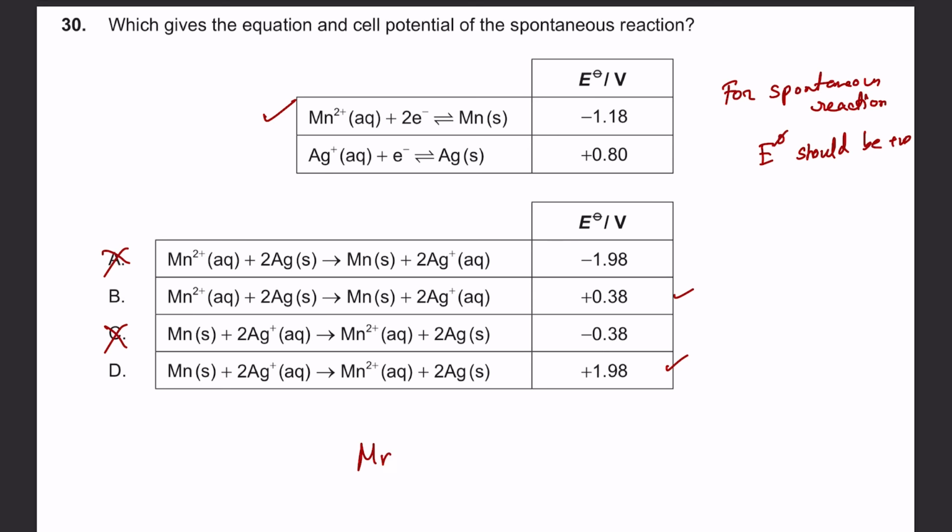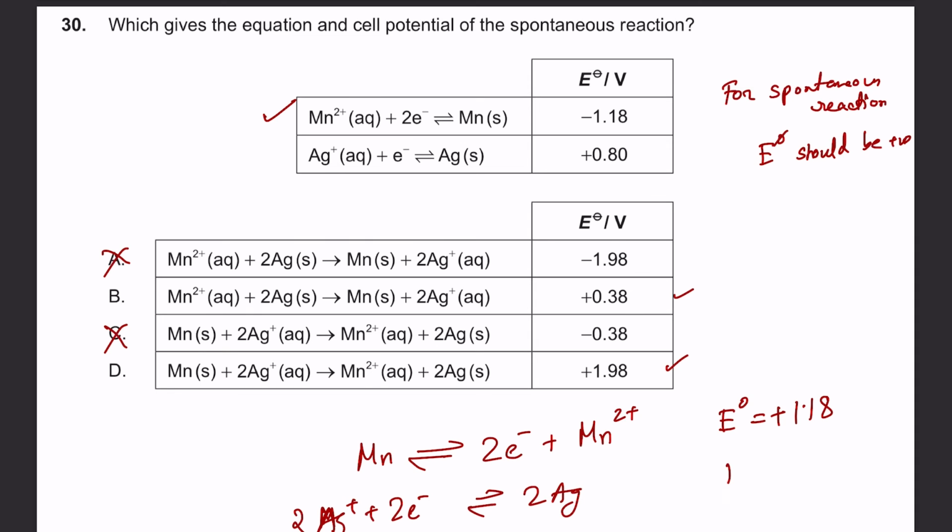So what happens when we get Mn? E naught will be plus 1.18, and we have 2Ag+ plus 2 electrons, giving you 2Ag. E naught will be 0.8. Now adding these two up, we have 2Ag+ plus Mn, giving you 2Ag plus Mn2+. So the E naught value will be the sum of these two, 1.18 plus 0.8, so 1.98. This will be the E naught value. Option D will be the correct answer. So that's all about this question.